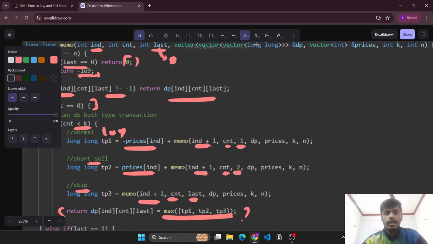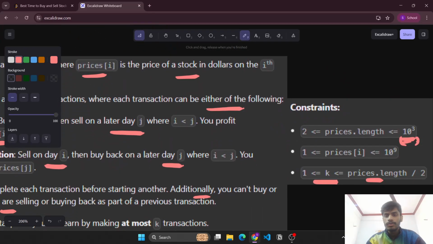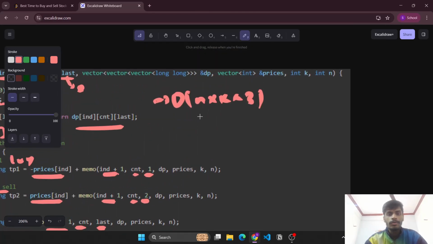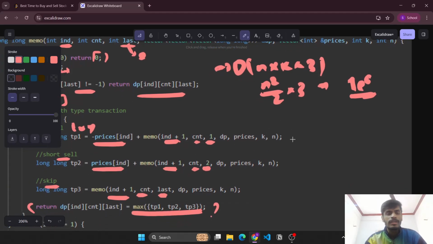We see the time complexity would be of the order of the number of states that we need to fill, which is n into k into 3. Okay, so k can go up to n by 2 and n can go up to 1e3. So n square by 2 into 3. So simply it is of the order of 1e6, which is completely fine because it is acceptable in the order of limits of 1 second.